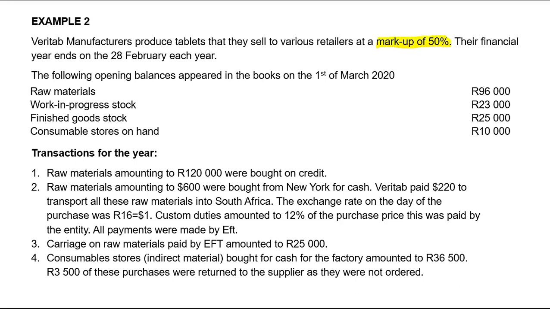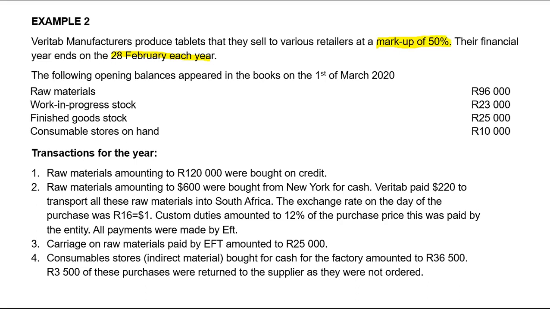Basically, that 50% will enable me to calculate sales if I'm given cost of sales. It'll also enable me to calculate cost of sales if I'm given sales. I'll also highlight the end of the financial year, which is the 28th of February. Then they say the following opening balances appeared in the books on the 1st of March 2020.